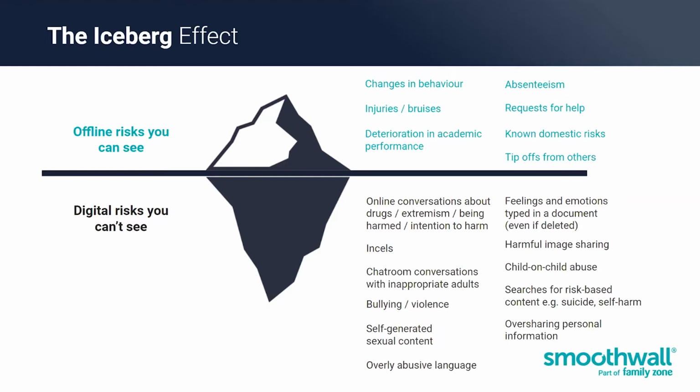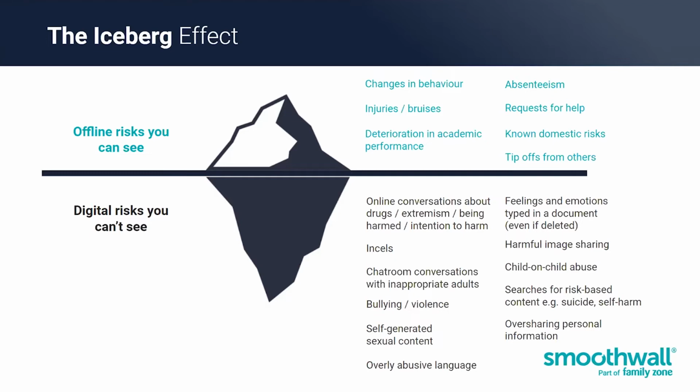Absenteeism, them coming to DSLs and other members of staff and asking for help. Known domestic risks, maybe there's a potential known concern with a sibling or a parent, or tip-offs from others. I've seen or I've heard this about this other student, and then the DSL can take that information and act on that. So these are things that DSLs are very used to dealing with in a physical world. But there are a huge range of risks that exist in an online world, which are very difficult for a DSL to be able to see and identify without the help of a monitoring tool.